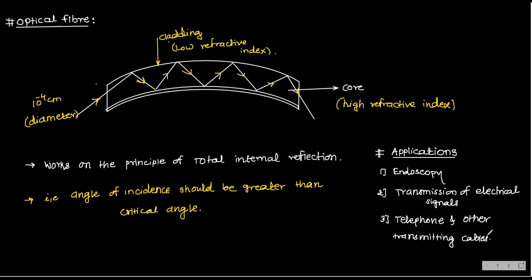So it has core and cladding, inside part high refractive index, outside part low refractive index. Diameter is nearly 10 power minus 4 centimeter. And it works on the principle of total internal reflection. Okay. Next.